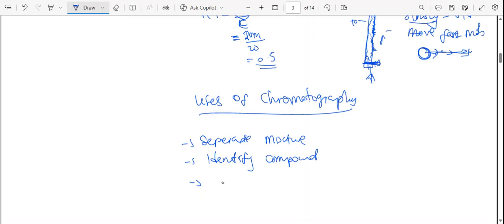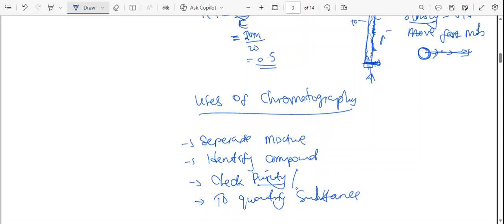The other thing we can do is check purity. We check with calibration. Let's say you are claiming this is ethanol. We know ethanol will travel 15 meters, and yours is traveling, let's say, 14 or 15.6. It means that it is not pure. Pure will maintain the same reference information that we have. That's what we call checking purity. The last one is to quantify. We quantify substances based on these numbers. So these are the uses of chromatography in general.